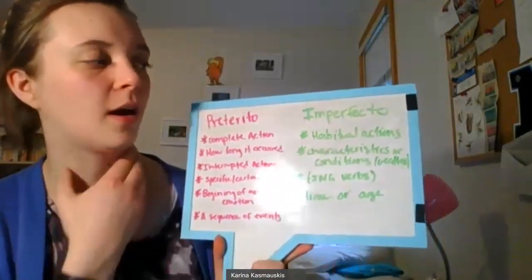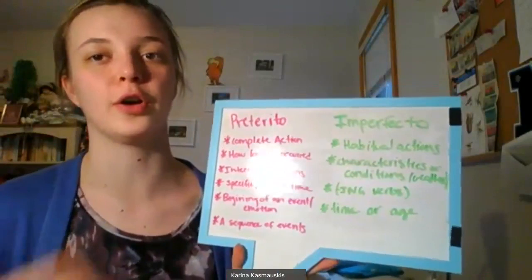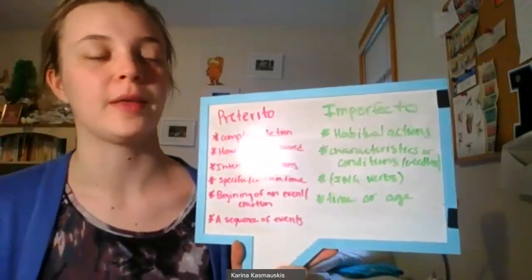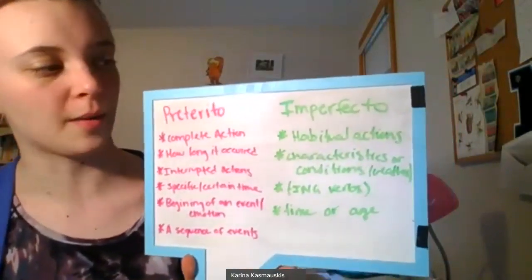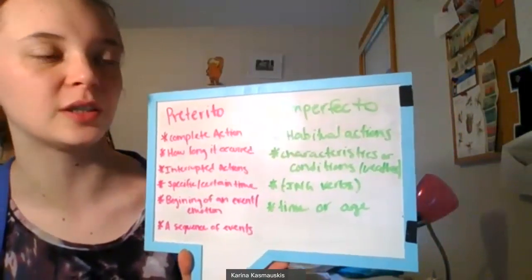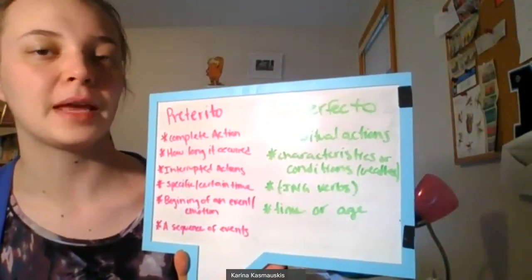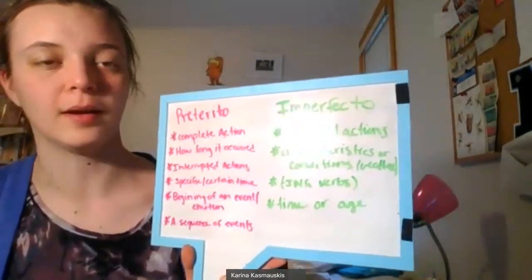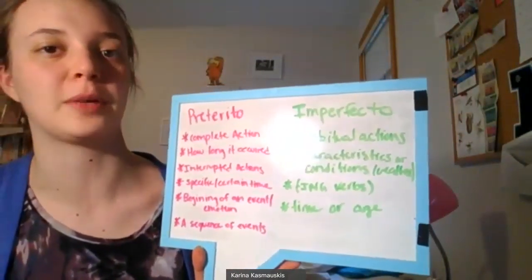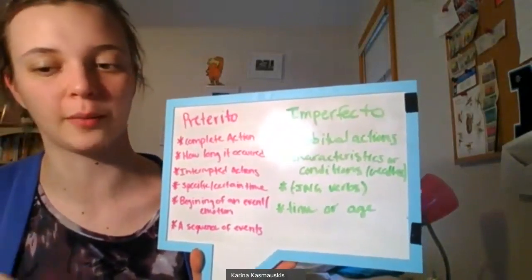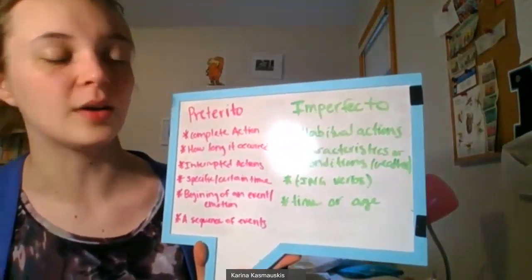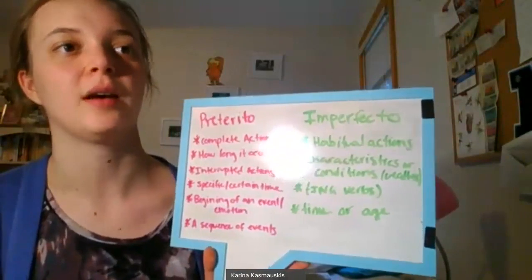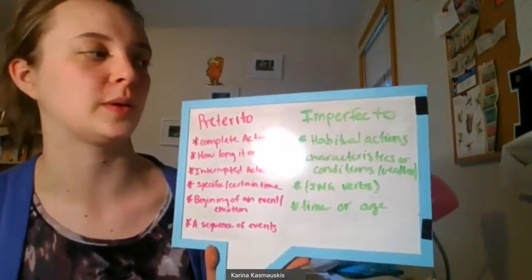Then you have imperfect, which are habitual actions, so actions you did over and over again, like yo siempre jugaba con mi hermana. I always played with my sister. That would be imperfect. Then you have a characteristic or condition, like ella tenía pelo castaño. She had brown hair. That would be a characteristic of that person, something that doesn't easily change, something that was consistently that same way. An ing verb, like in our other example, I was walking through the woods. Any verb ending in ing is a continuous action, and so that's going to be imperfect.